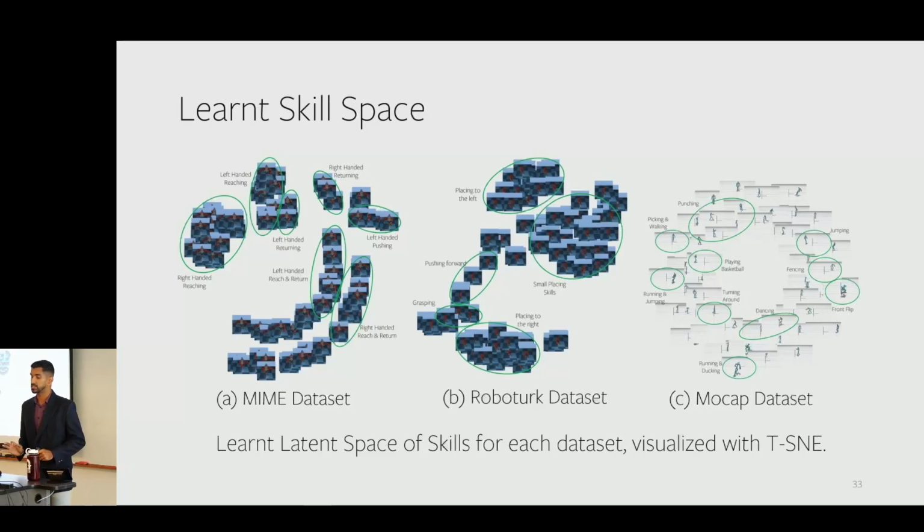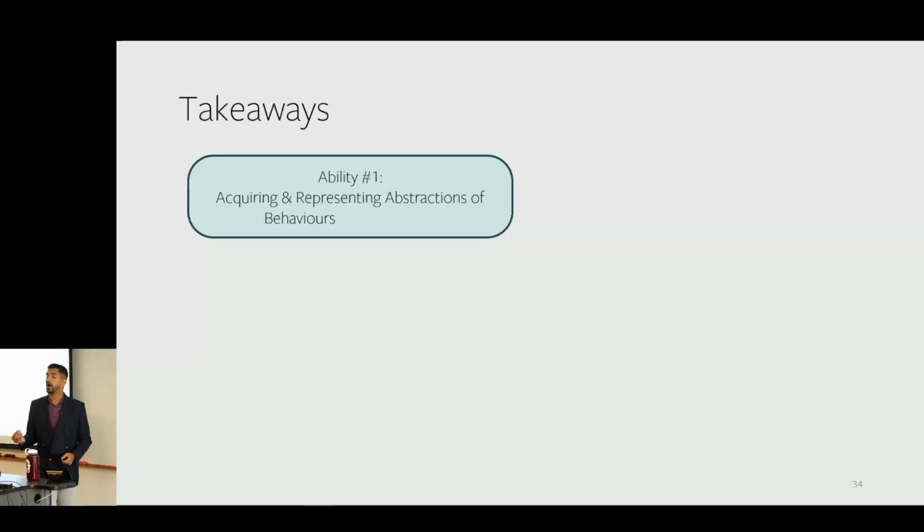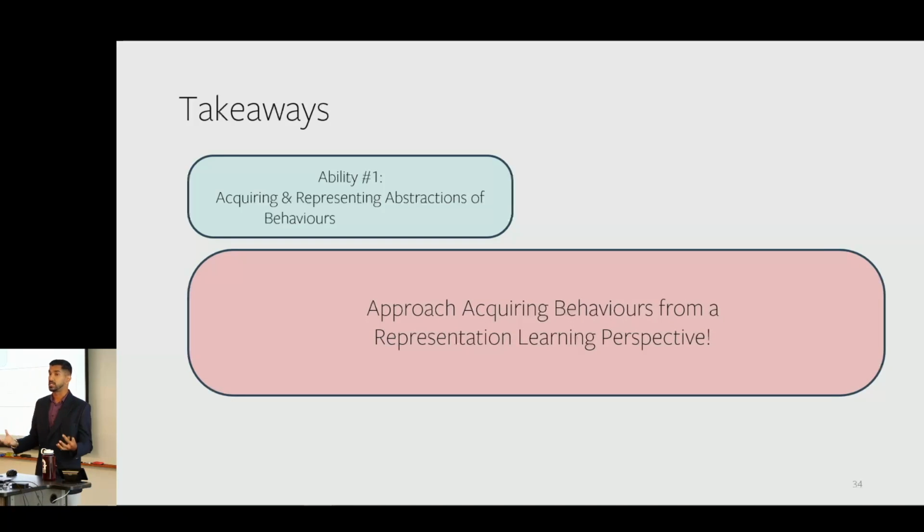So without access to any supervision over the number of skills we were trying to learn, temporal segmentation information of these skills, semantic segmentation information. Yeah, and this is a really cool idea of being able to learn a skill space. So the takeaway from this part of the talk is that we were able to see how we can address this ability one of acquiring and representing abstractions of behaviors by viewing it from a representational learning perspective. And this representational learning perspective afforded us this notion of these learned skill spaces.